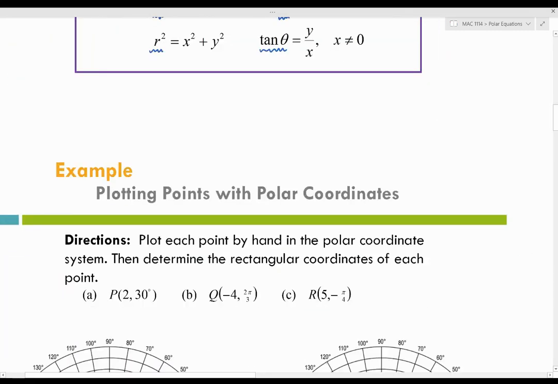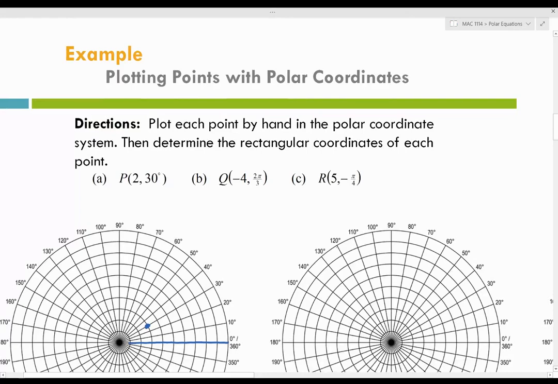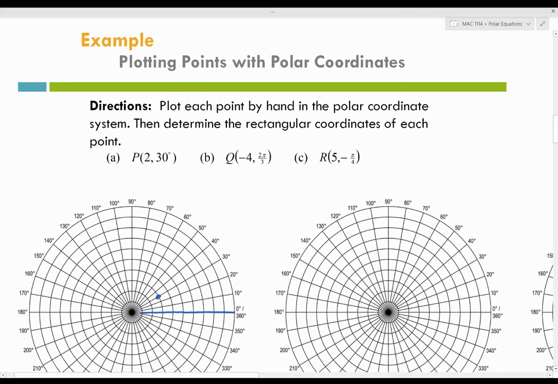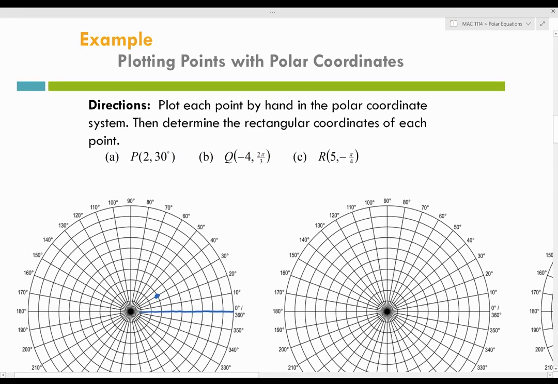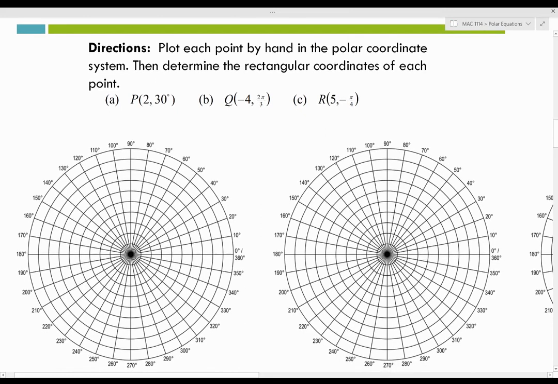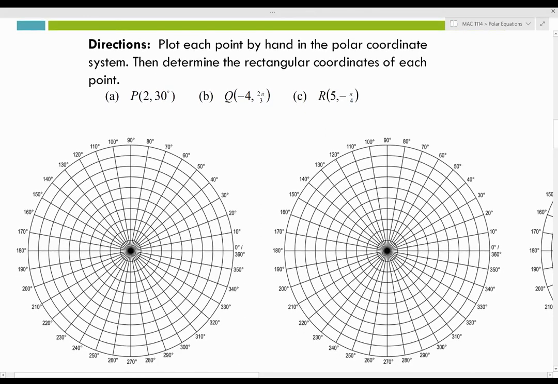All right, let's look at our first example. The example says plot each point by hand in the polar coordinate system, then determine the rectangular coordinates of each point. Let's do A first. We have polar coordinates 2, 30 degrees. As you can see in this video, I have these grids here. Now these grids look very different from the grids you're accustomed to. This is actually polar paper. I kind of like it. It looks like a spider web.